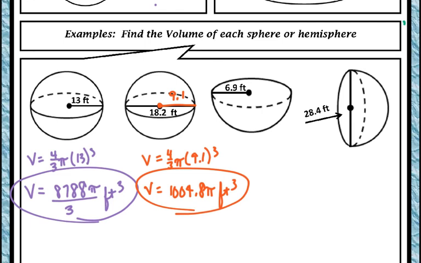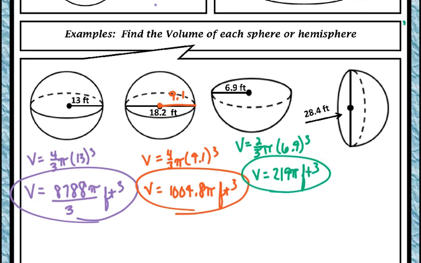For our hemisphere, we have a volume of 2/3 pi r cubed. All right. Again, we're going to round. So the volume of this is about 219 pi feet cubed.